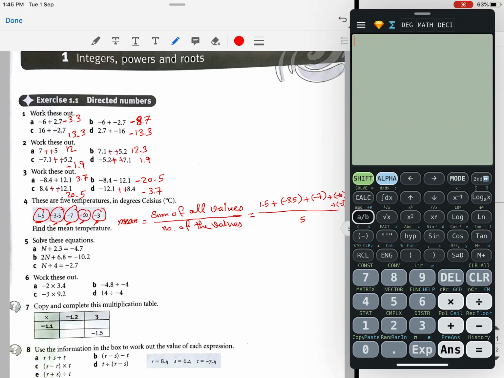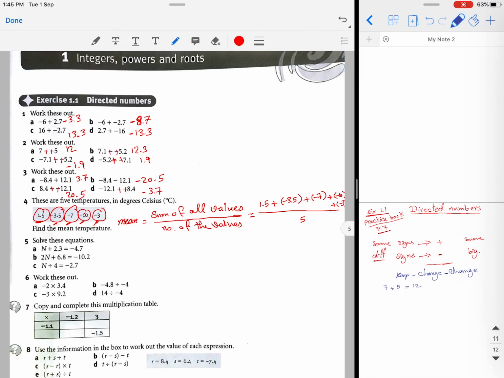So I can say here 1.5 plus negative 3.5 plus negative 7 plus negative 10 plus negative 3, all divided by 5, the number of values. So it's negative 4.4. Negative 4.4. This is the mean value.